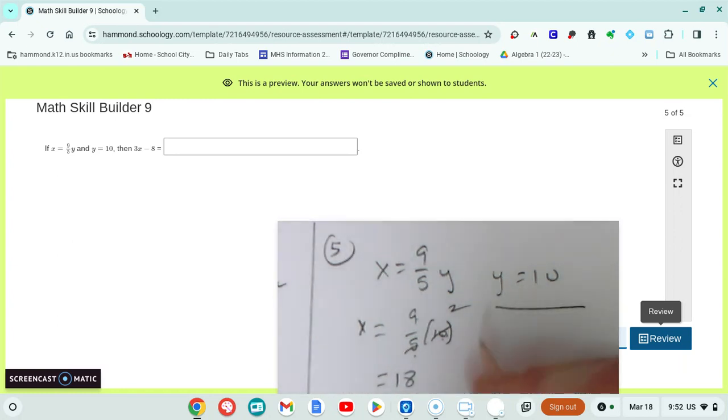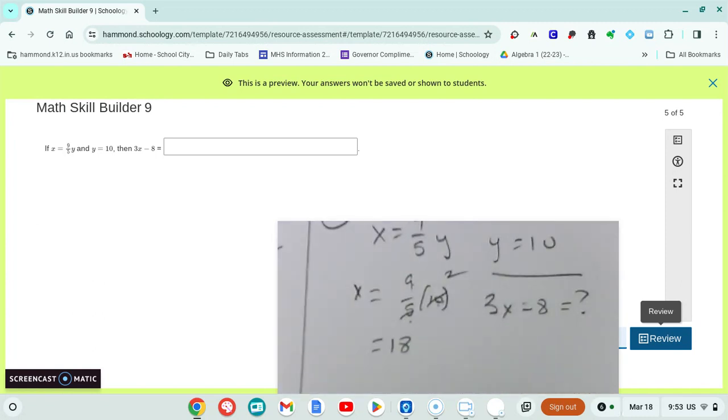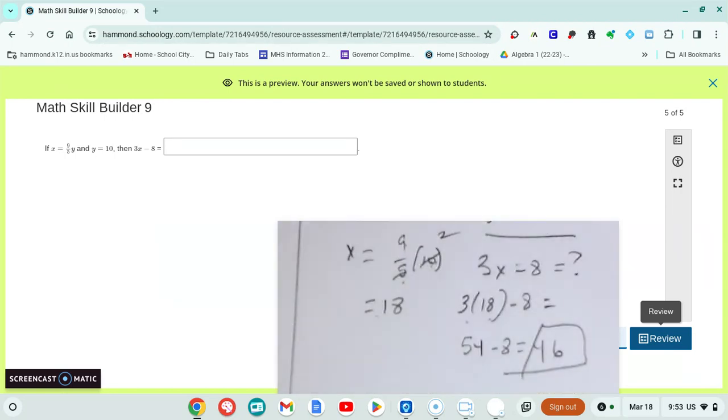Excellent. So now they're asking us, what is 3x minus 8 equal to? We now have a value for x. 3 times 18 minus 8. So 3 times 18 is 54. And we get a value of 46.